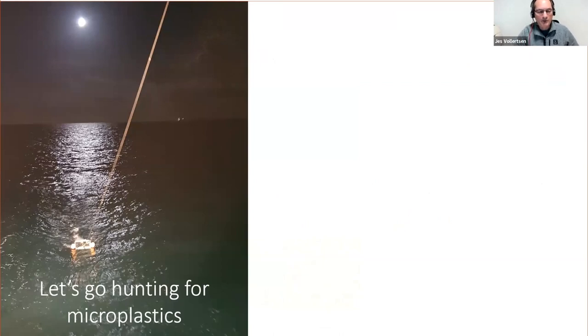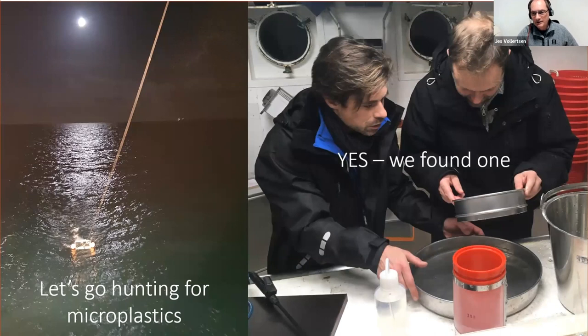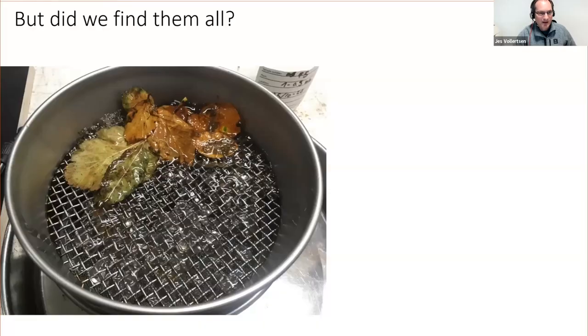Let's go hunting for microplastics. So Christian and Alvise here, they found a plastic particle. Oh, but did they actually find them all?